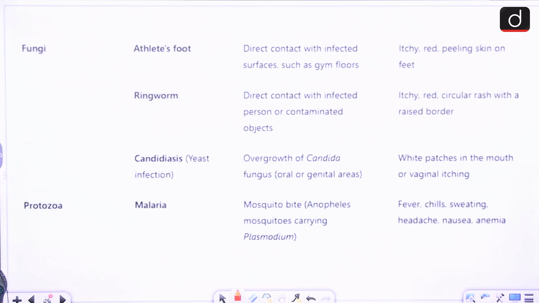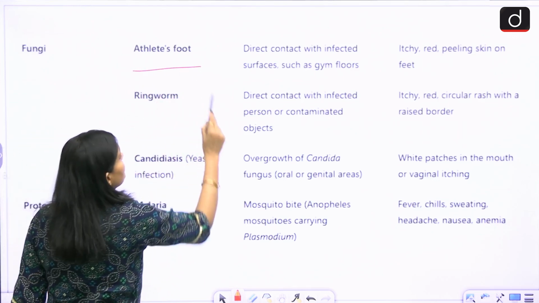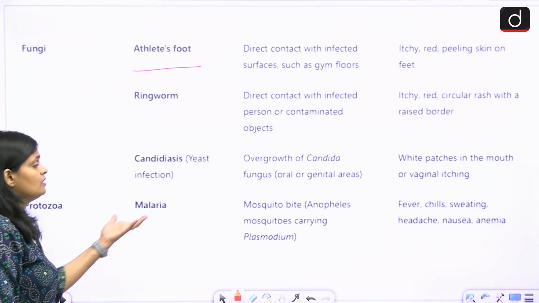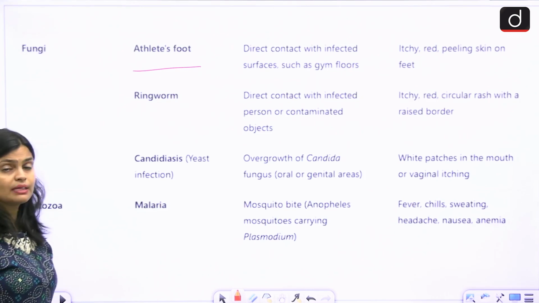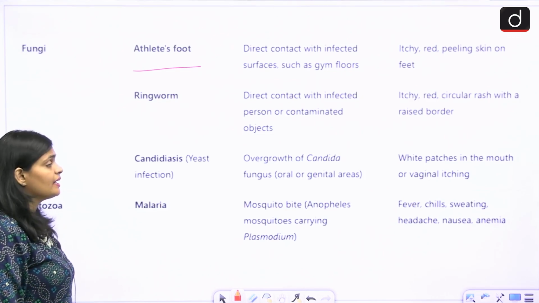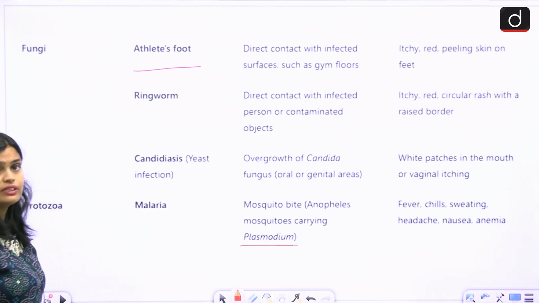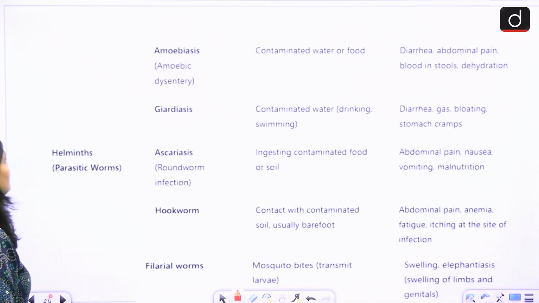Then let's talk about fungus, guys. Among the fungal diseases we have athlete's foot, right? And again we have ringworm, candidiasis. These are the diseases caused by fungus, and how they are transmitted. Among protozoa, malaria is a disease caused by the malaria parasite Plasmodium, right? Plasmodium is carried by the female Anopheles mosquito and causes malaria.